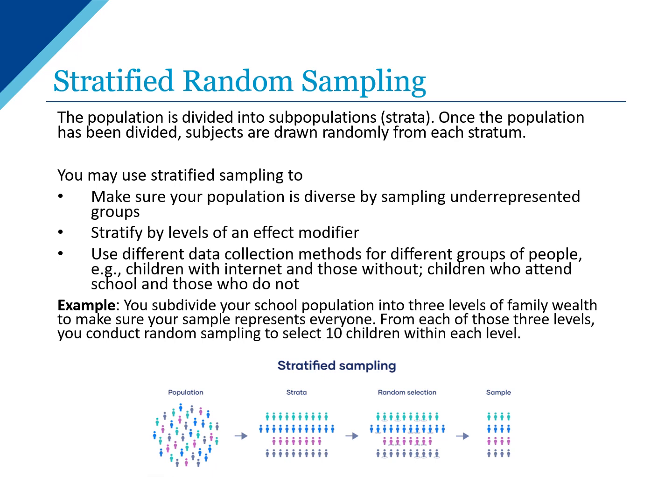For instance, dividing a sample into children with access to the internet and those without to administer an online versus a paper survey. In our school population, perhaps we know that there's a lot of wealth inequality in the children who attend the school, so you divide them into 3 strata of family wealth and then take a random sample from each strata.